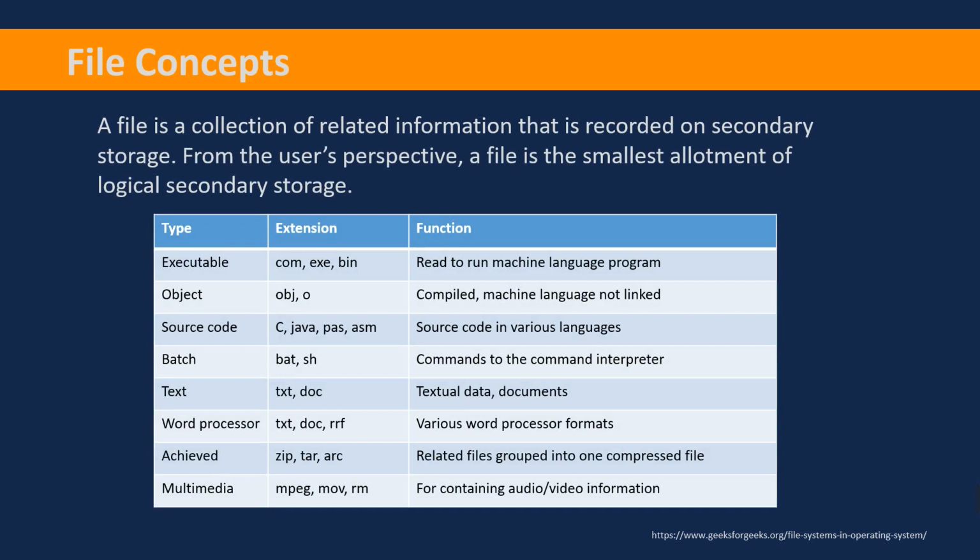File types. So you have executable. These are the COM and the EXE. You have the object file and source code, when you do programming. Batch files. So you have two there, BAT and the shell, sh. BAT is for Windows and shell is for Linux. They can also be considered as executable because when you run a batch file, they basically execute something. Then you have text files, text and doc, word processors, archived, like a tar, and multimedia.